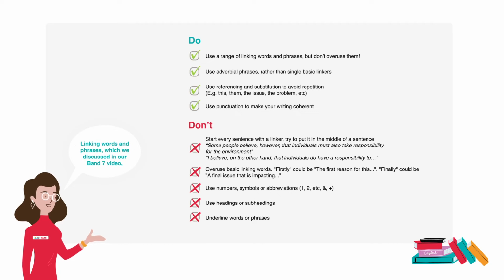Linking words and phrases, which we discussed in our Band 7 video, are used to make your writing more cohesive and coherent. This will help the reader know what is happening, as you will be signalling this clearly to them.